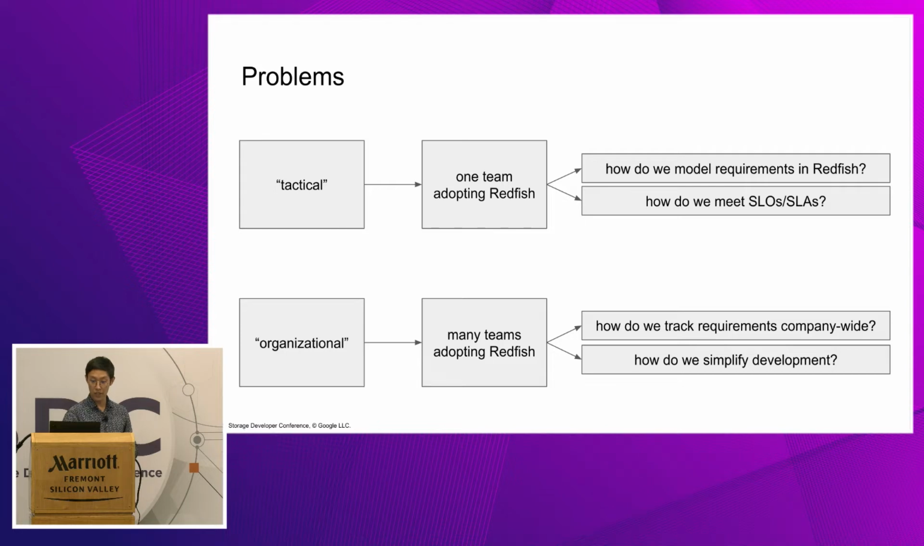So yeah, these are the 4 problems that we have. And you can separate them into 2 categories. We have the tactical stuff, which is for one team adopting Redfish, how do you model your requirements? How do you meet your SLOs for your client implementation? And then you have an organizational track of problems where, as you scale up to many teams, how do you track the requirements company-wide? How do you simplify the development? How do you have common platforms and tools to support all the different teams together?